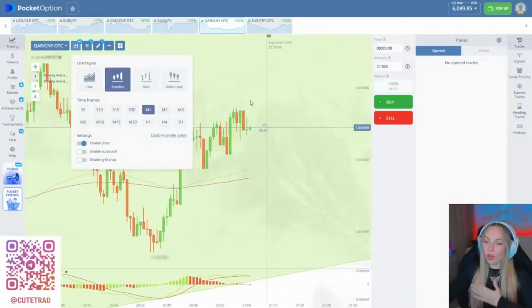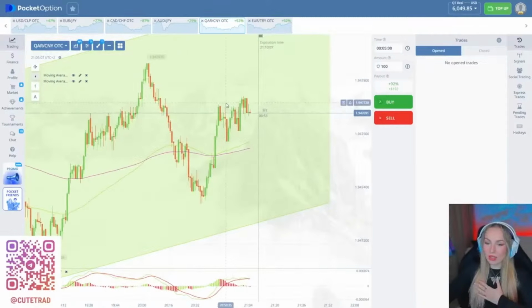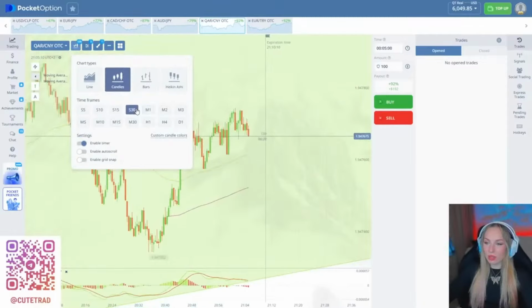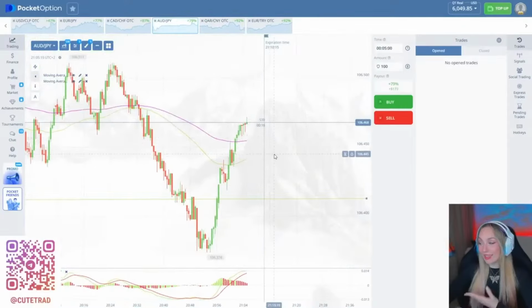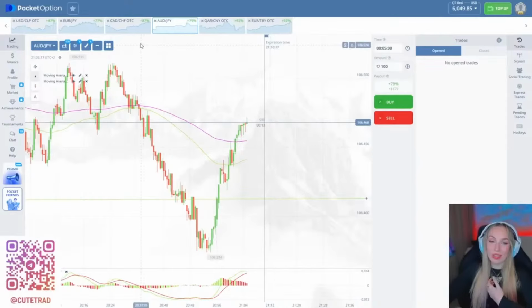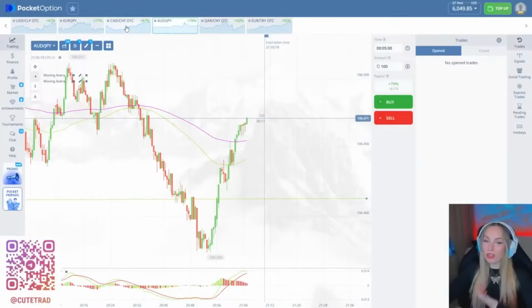I'm Taurus, and Tauruses, by the way, guys, tell me in the comments what is your zodiac sign, because I'm a Taurus. I think Tauruses, they are a little bit slow.